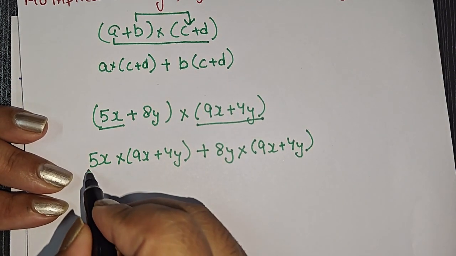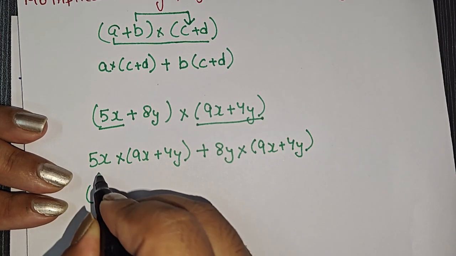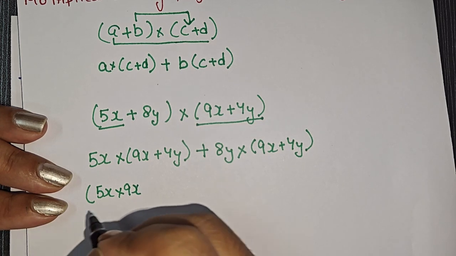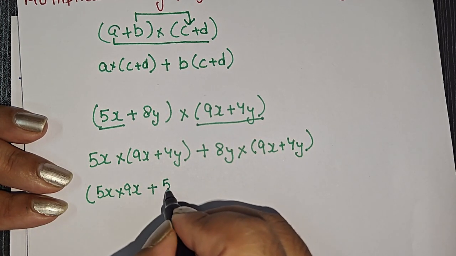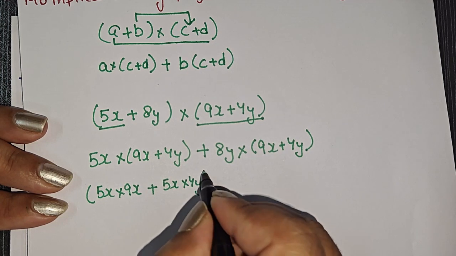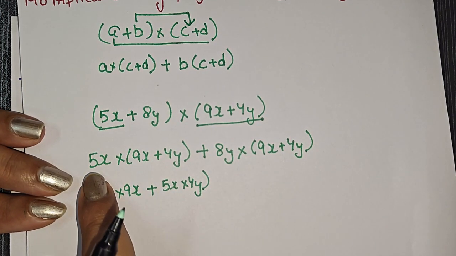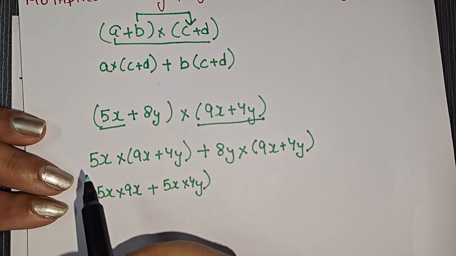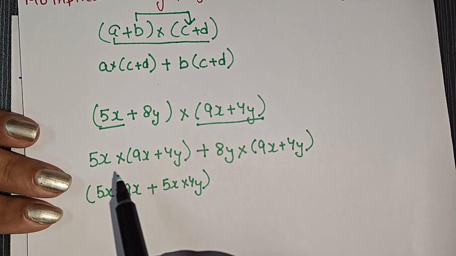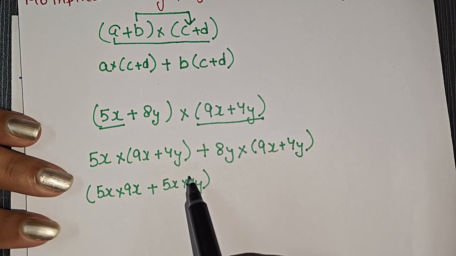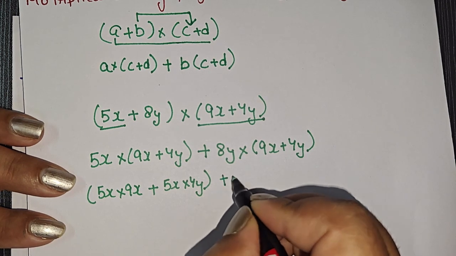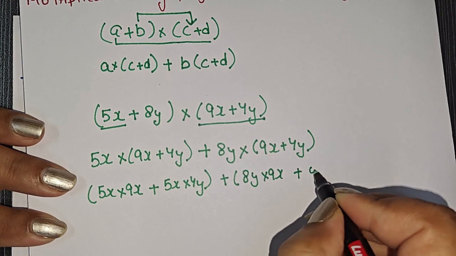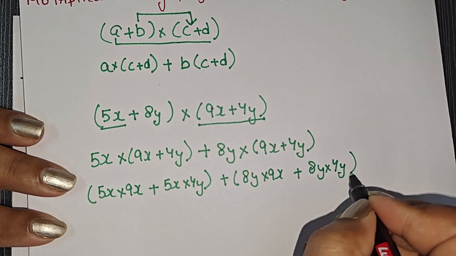How will we solve it? First of all, multiply this by this. So we have 5x into 9x plus 5x into 4y. If you are confused as to how I am solving this, I have already created a video on how to multiply a polynomial and a monomial, so you can check that out. Plus this one, 8y into 9x plus 8y into 4y.